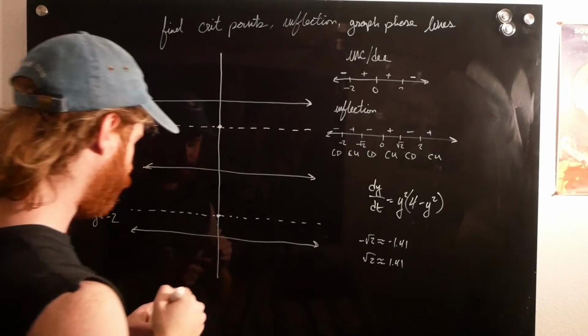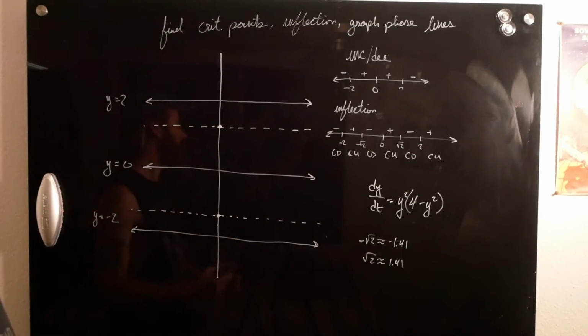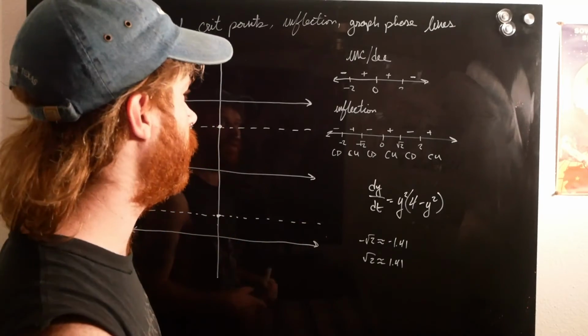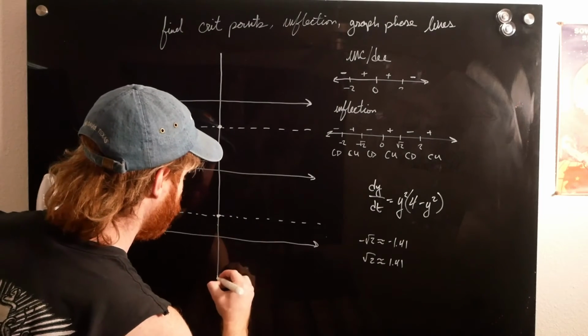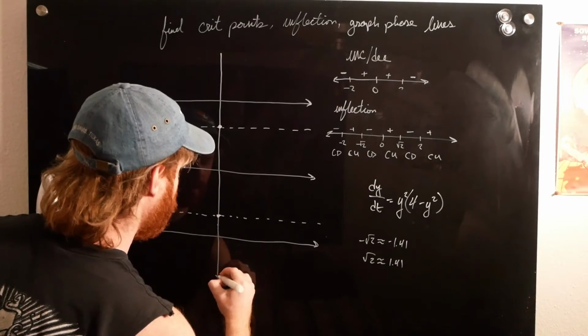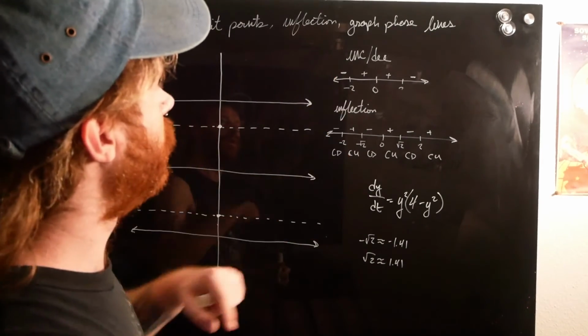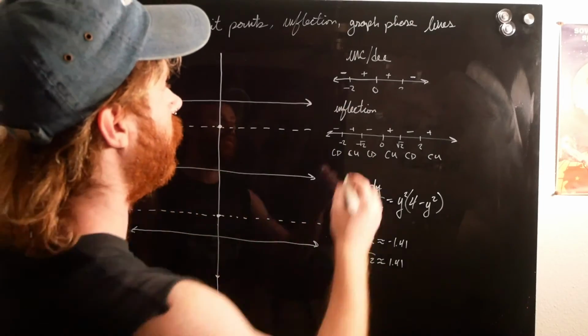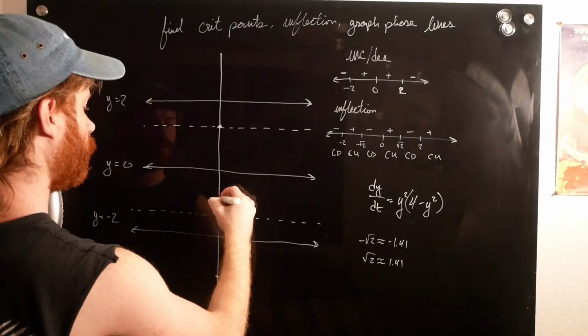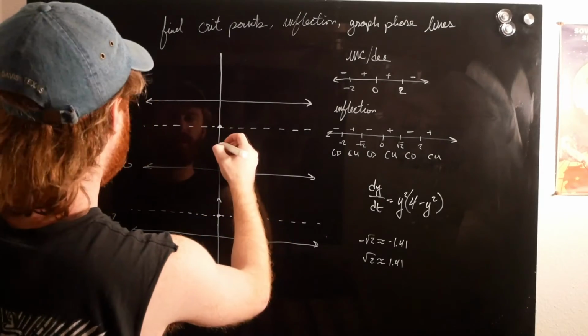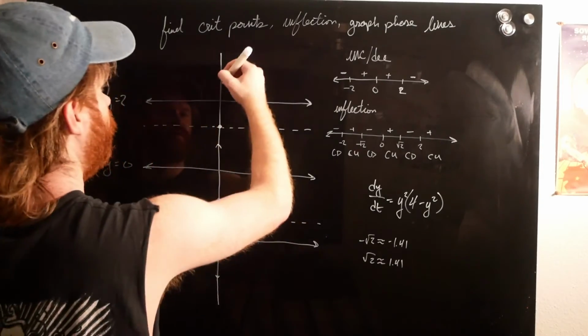Like that. Okay, so now let's go ahead and mark where it is increasing and where it is decreasing. From negative infinity to negative 2, it's decreasing, so we'll put it down just like that. From negative 2 to 0 is going to be increasing. From 0 to 2, increasing. From 2 to infinity, decreasing.